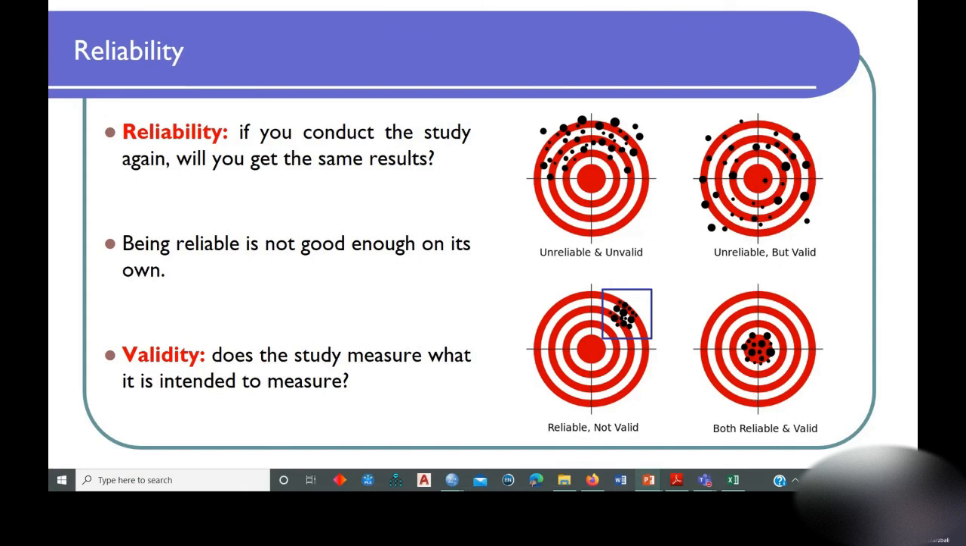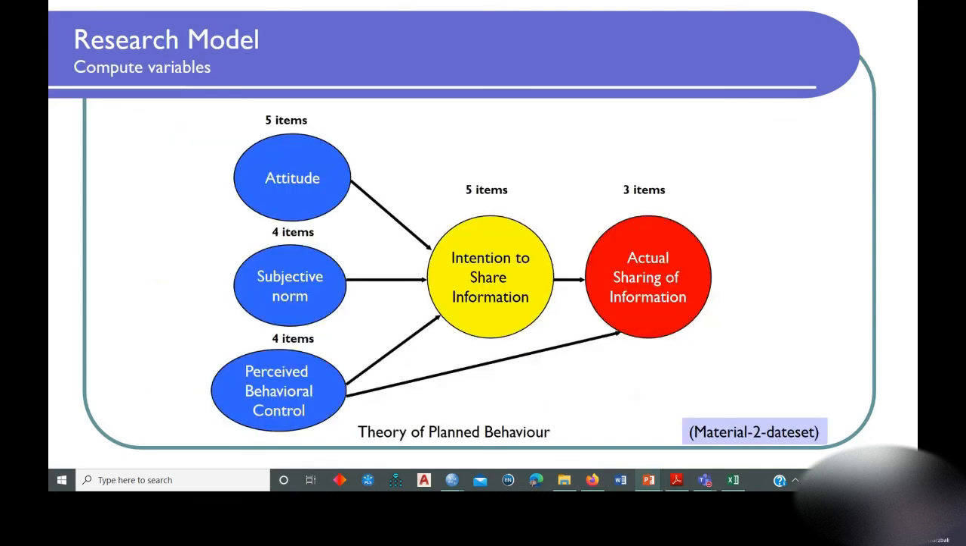If you look at the top right dartboard, darts are spread out across the whole board. Yes, they are going to measure what is intended to be measured, okay? But the results are not the same, right? The results are not the same. All right, so this is the definition of reliability and validity.